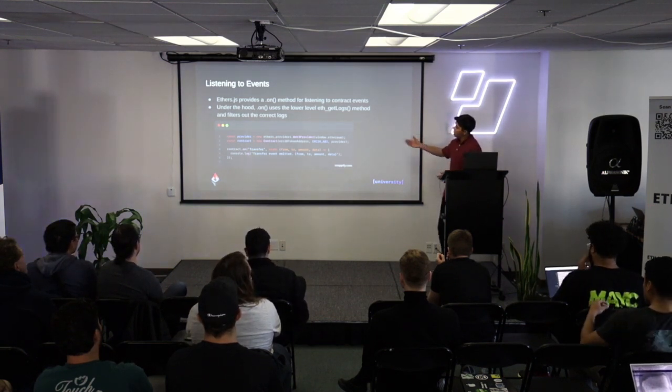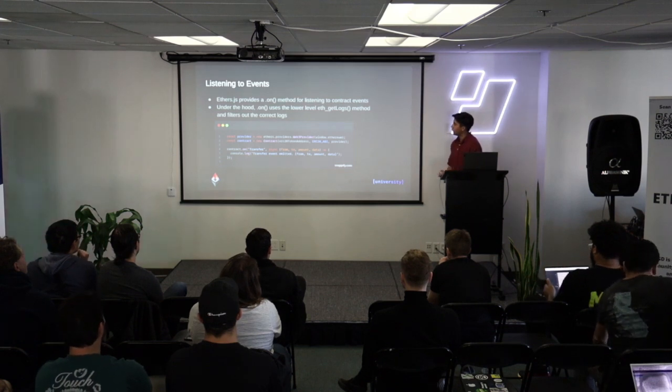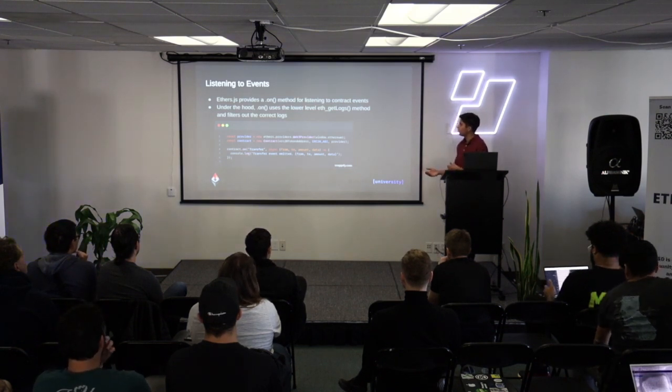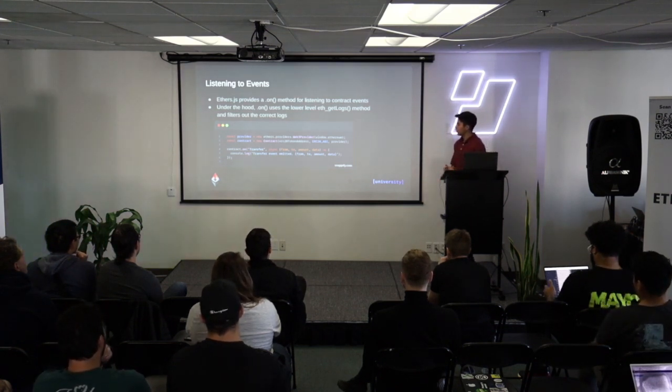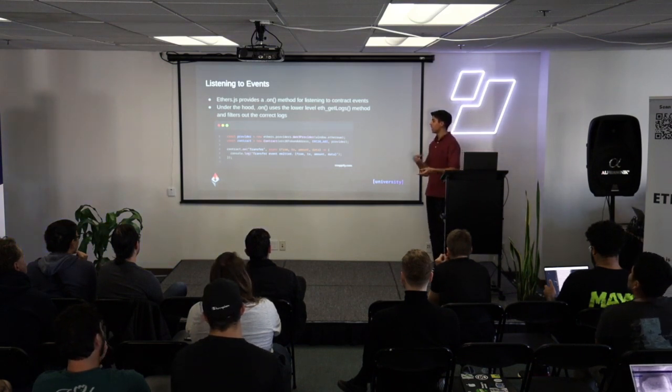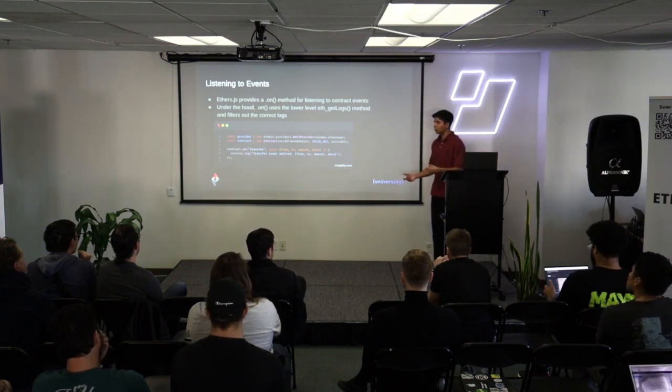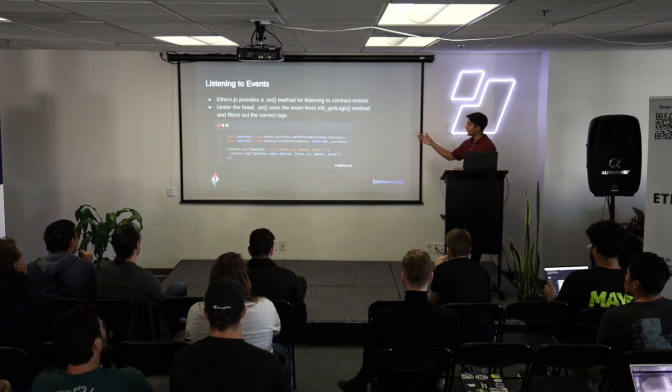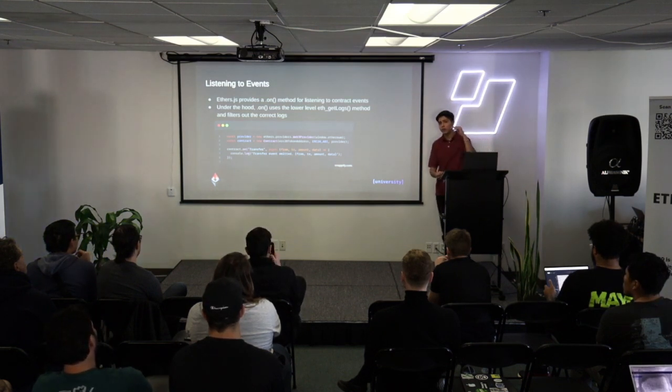Under the hood, the .on method uses the lower-level eth_getLogs method from the JSON RPC, but it goes a step further and filters out the correct logs that you're looking for. Because if you just used eth_getLogs on your own, you would have to manually go in and filter and search for the event that you want.